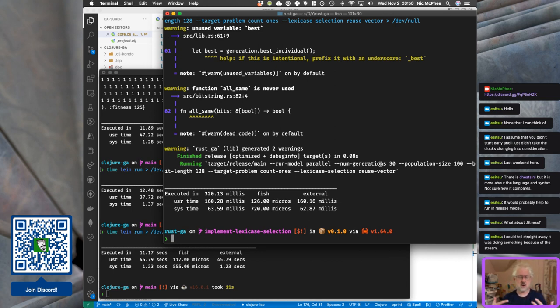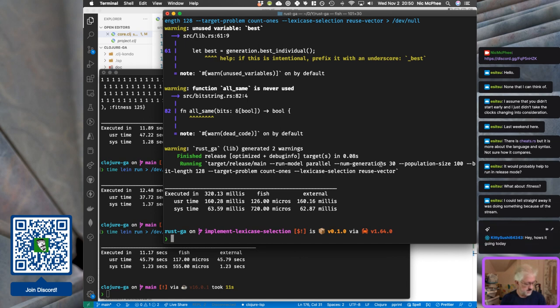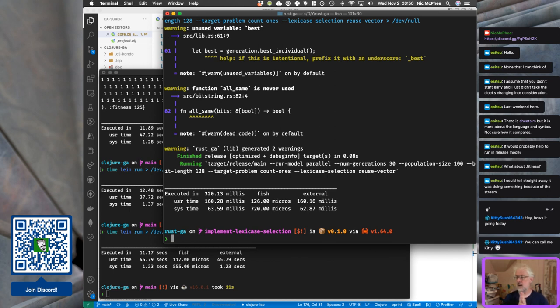I'll post the results on Discord. Hi, Kitty Sushi 64343. It's going well. Actually, I think we just got a very nice result, after having been kind of in a panic that the result was all on its head a little earlier. But so I'll post the results. Thank you, because that'll be easier than trying to do the whole thing. I'll post the results on the Discord.